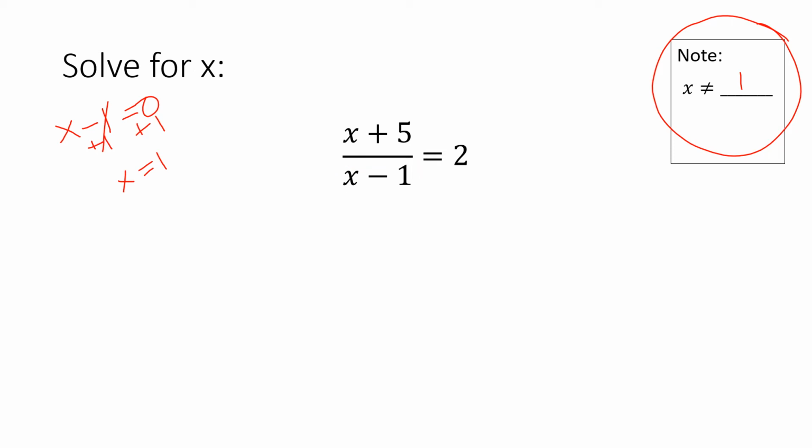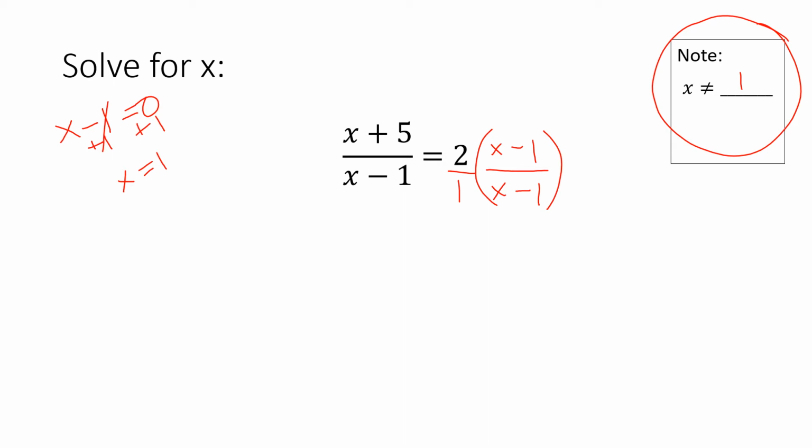All right, so let's try this thing. Now, we said in the previous slide that the best way to solve is to get a common denominator. Right now, this 2 has a denominator of 1. So just like we did when we were adding and subtracting, we want to figure out what to multiply by so that the denominators are exactly the same. Well, the other side is x minus 1, so I need to multiply by x minus 1. And whatever you do to the bottom, you also do to the top.